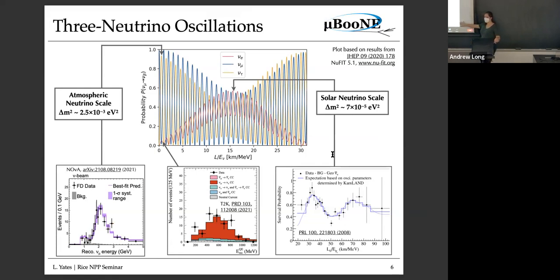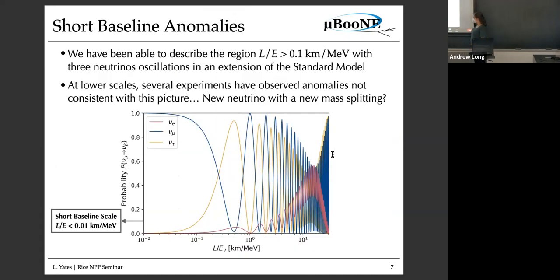Question? Yeah, okay. So you see these little wiggles superimposed on these longer wavelength wiggles. So this is all well and good, except that several experiments have probed even shorter baselines than this. So this is the same plot as the previous slide, just now on a log scale to hone in on this low L over E region. So various experiments have made measurements here and even off the lower end of this plot. And they see stuff that is not what they expected to see, not what the minimal extension of the standard model predicts. So various things could be going on, but one of the ideas is that there's a new neutrino with a new mass splitting that's driving even shorter wavelength oscillations about these curves.